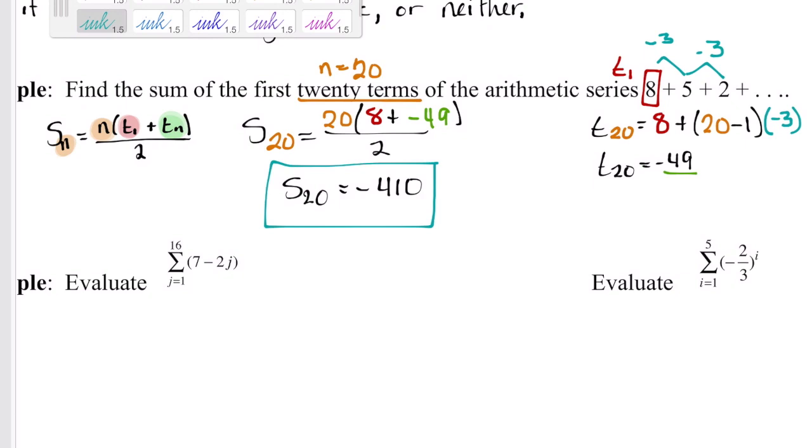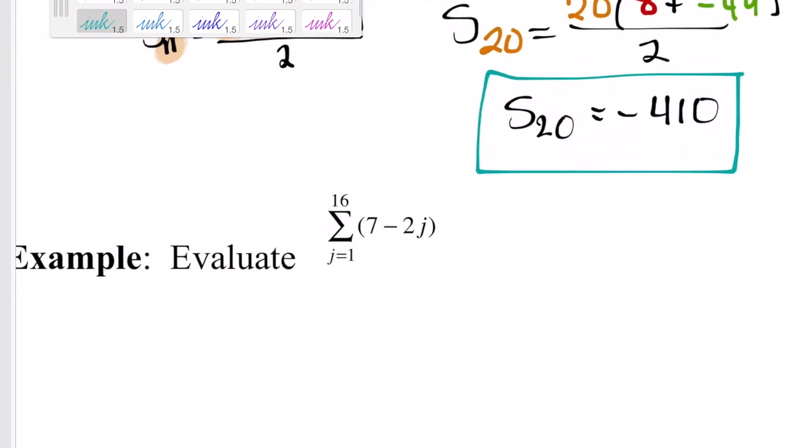My next example, we're looking at 16 terms. So if I go from 1 to 16, I know my n is going to be 16. Looking at this, because I have the multiplication of 2 times j, I know that this is going to be an arithmetic sequence or an arithmetic series since we're adding everything together. If you can't see that though, you are more than welcome to plug in the 1. I'm going to show how that works just for the first 3 terms.